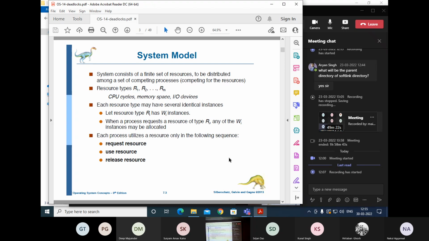So just to understand, the way we will discuss this is as follows. We will consider a system model. That means this is the system that we will consider while explaining deadlocks. We assume that the system consists of a finite set of resources to be distributed among a set of competing processes. Competing processes means these processes are competing for the resources.